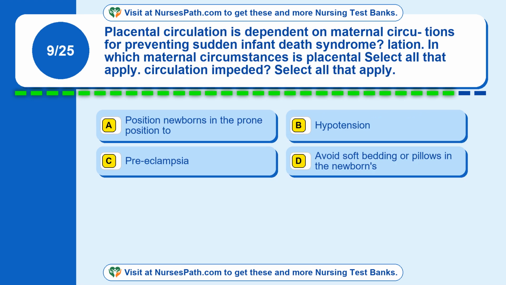Question 9. Placental circulation is dependent on maternal circulation. In which maternal circumstances is placental circulation at risk? Select all that apply.